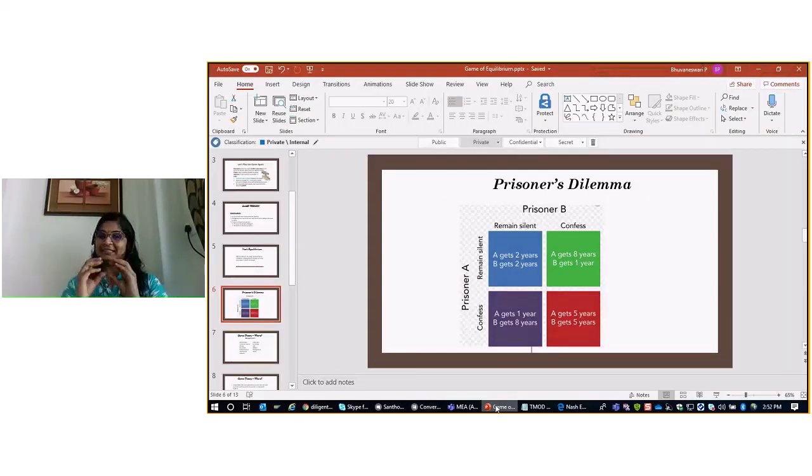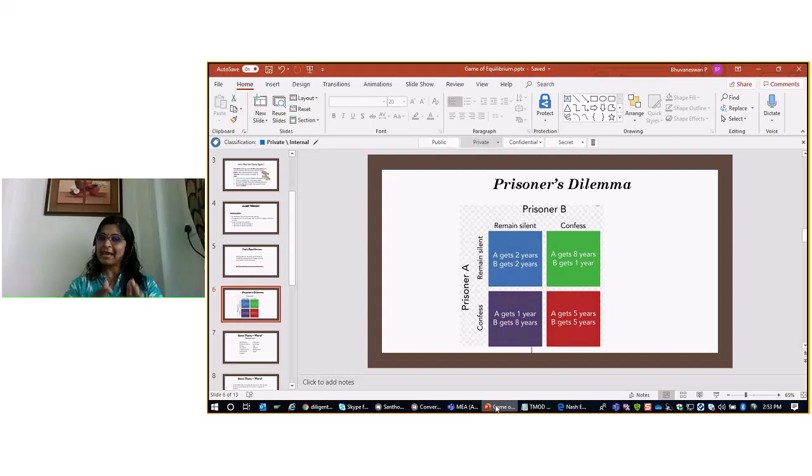So here the prisoner's dilemma explains that during non-cooperation, even though 2 years is the least imprisonment, that cannot be the equilibrium, considering that both of them may betray each other. So in this case, both confessing, 5 years, is the equilibrium we would achieve.